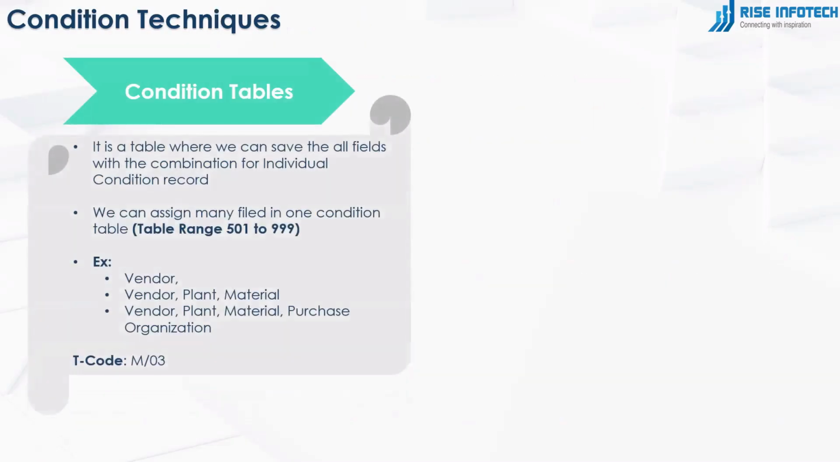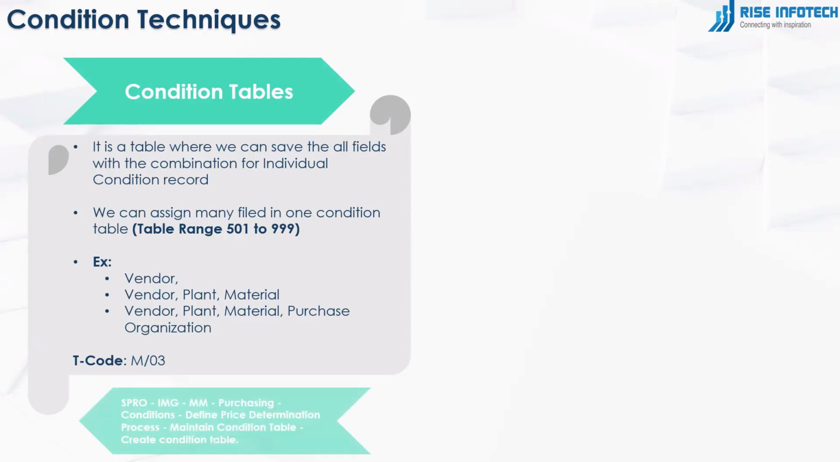So first one is condition tables. So it is a table where we can save all the fields with the combination for an individual condition record. So for example, we can take vendor, plant, material, or vendor, plant, material, purchase organization, or such type of combinations we can use for providing a condition table. And table range should be from 501 to 999. And the T code used for defining condition tables is M/M/03. And here's the SPRO path for defining the condition tables.